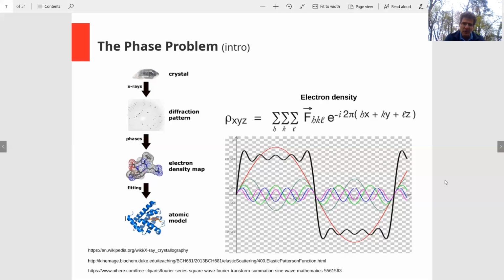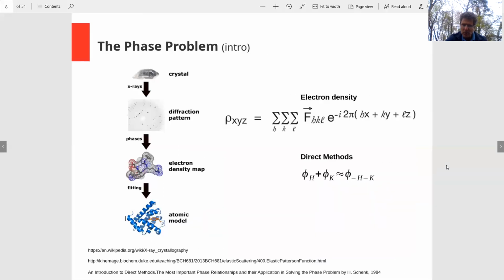Now, when I'm talking about the phases, when the X-ray experiment is done, you know the magnitudes of each one of these waves, but you don't know the phases. In other words, you don't know the shift of one sinusoid relative to the other. That's the information that's completely gone when you've collected the X-ray data.